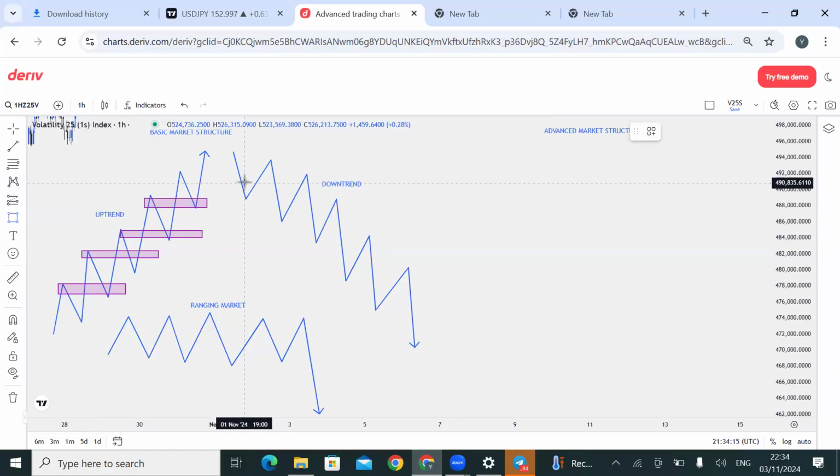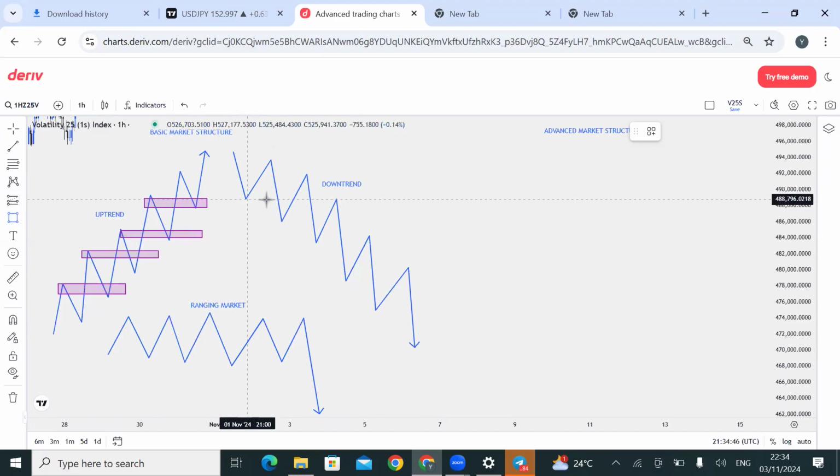Same thing here. Market breaks this structure, this low. These are lows, these are highs. This is a low, this is a high. That's how the market works. The market works in three ways: uptrend, downtrend, and ranging market. You understand now? The market typically works in three ways: uptrend, downtrend, and ranging market. You are never going to see the market doing anything apart from this. If the market is not ranging, it should be in a downtrend. If the market is in a downtrend, it should be in an uptrend. You understand now?